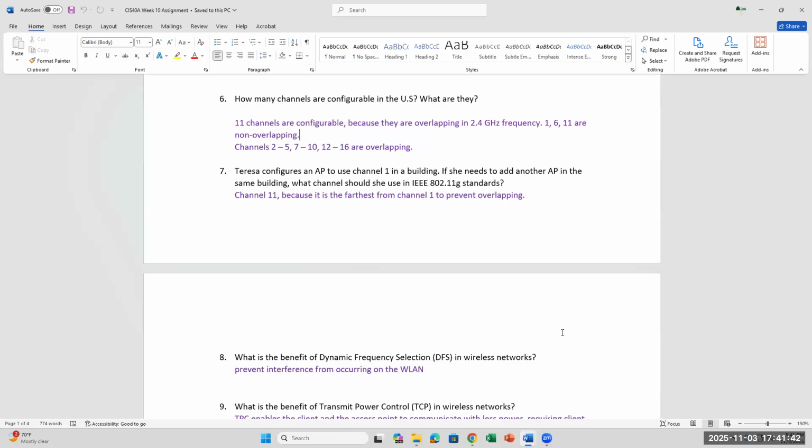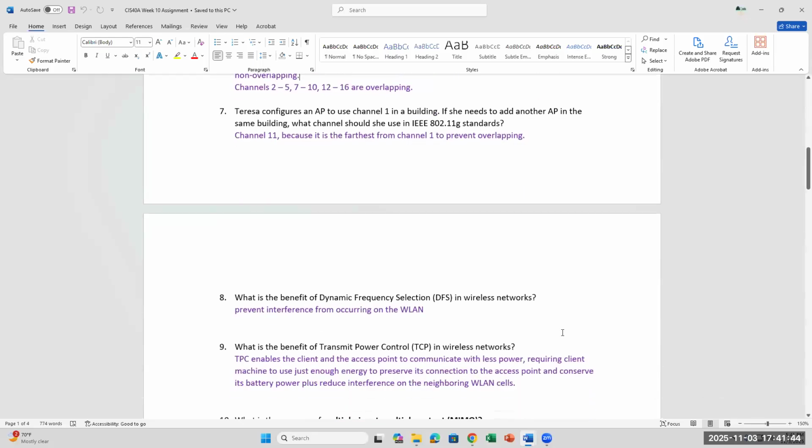So for question A, it asks you, what is the benefit of dynamic frequency selection, DFS? This was implemented for the later technology, and this is what we see currently. This prevents interference from occurring in your wireless network. Okay. So that way it's able to modify the frequency in that range, so that way you don't have interference. So when you have interference, sometimes that could be like your EMS.